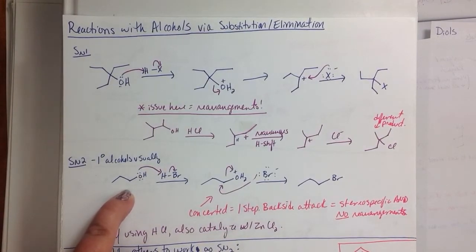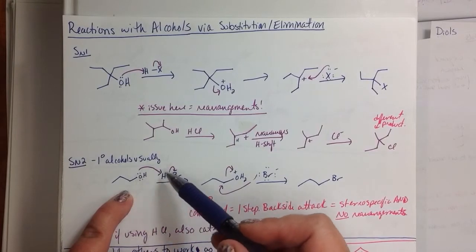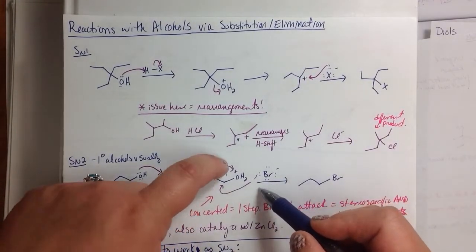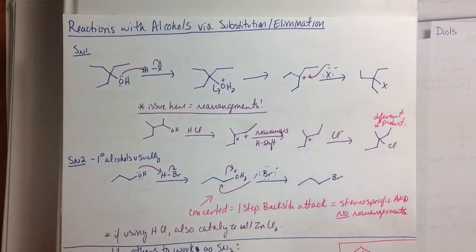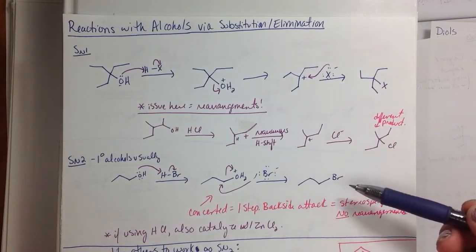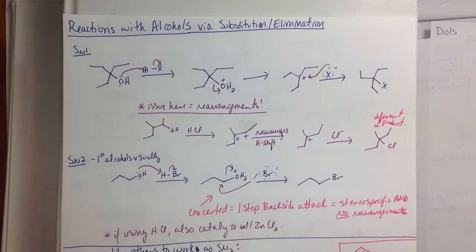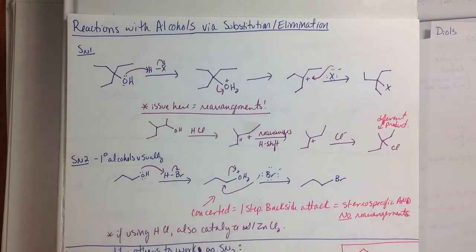rearrangements because first this comes in here, and that goes there. And then these happen at the same time. It's a concerted step. At the same time, one's leaving and one's coming in, which takes a lot of room, if you recall. But that means that there's not going to be a positive charge here to rearrange. So you end up with this bromine right over here.